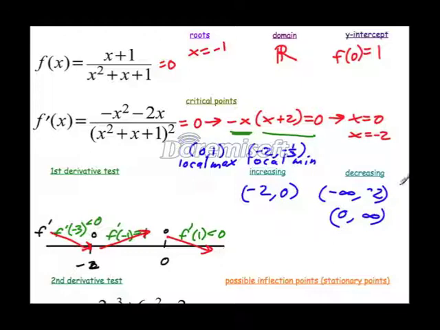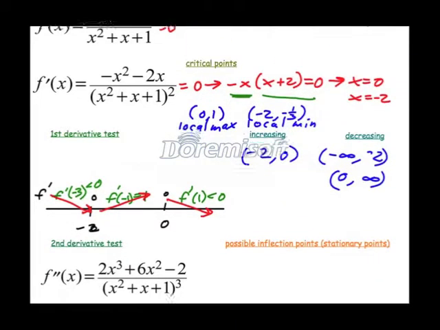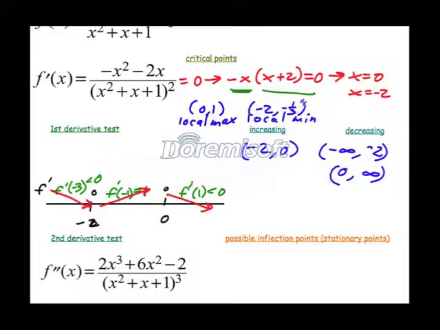The other thing we want to check is using a second derivative test. So we're going to put in again these critical values of 0 and -2, but this time into the second derivative. Now how did I get this? This was a quotient rule and major simplification. It's pretty ugly.